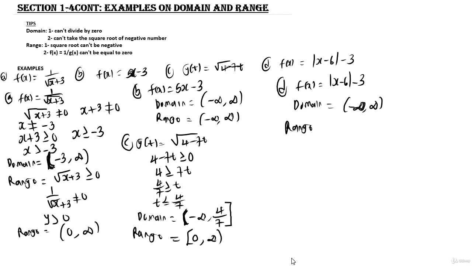But we are subtracting 3 from the absolute value portion. So the range is going to be from negative 3, because negative 3 is included, to infinity, right? So we are going to start from negative 3 to infinity, because the absolute value is always going to give us positive. So we are starting from negative 3 to a positive number, which is to infinity. So this is the range of this function. So this is how we compute the domain and range of a function.